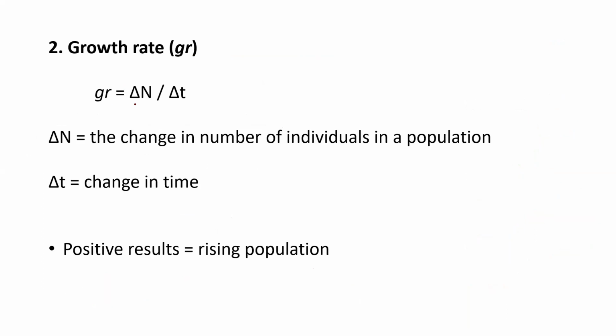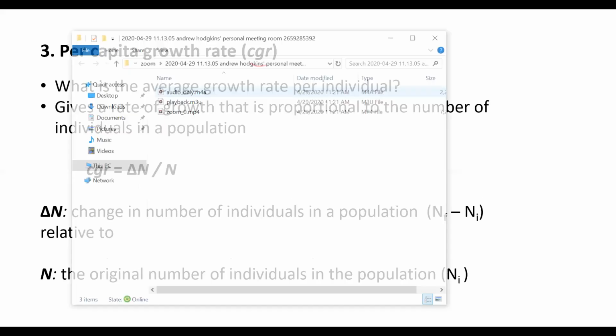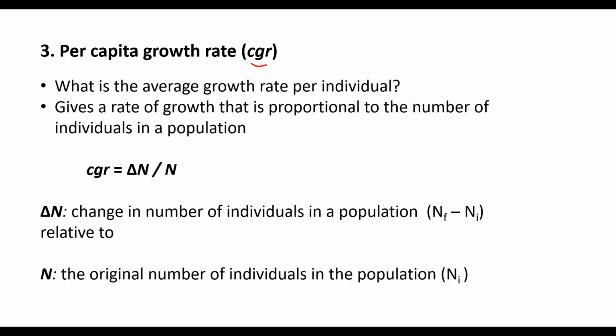Growth rate. We're going to take the change in the number of individuals in a population divided by the time. And if we get a positive result, that tells me that my population is increasing over time. Per capita growth rate, CGR. What is the average growth rate per individual? That is what this per capita growth rate attempts to explain.